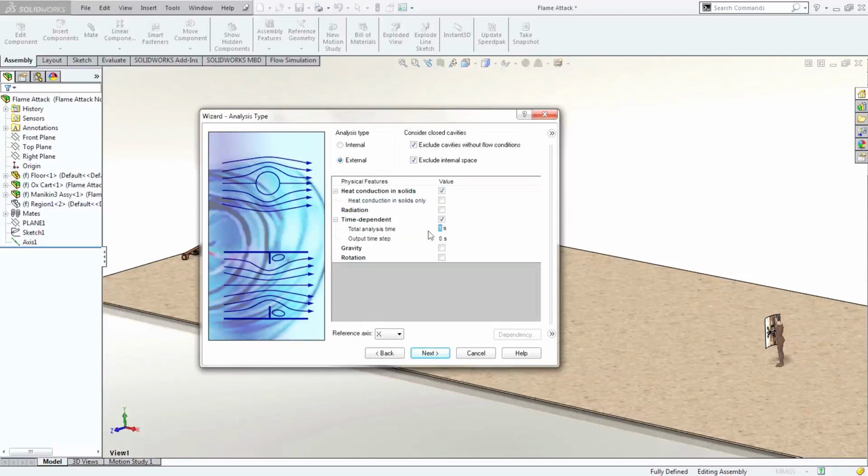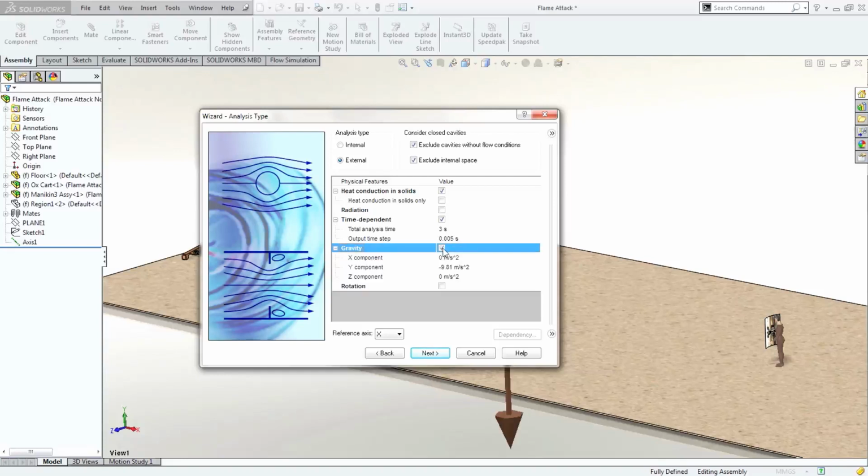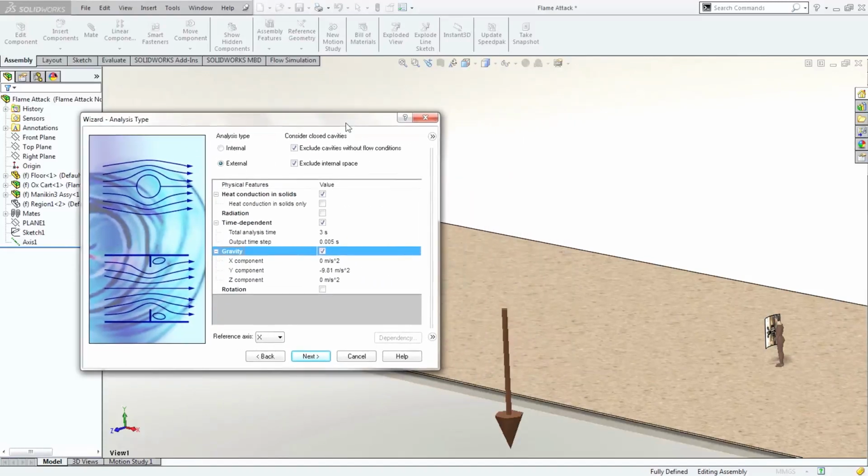From historical eyewitness accounts, he has estimated that a dragon's flame attack lasts for roughly 3 seconds. This determines his choice for the total analysis time. He knows that the dragon flame gas is very dense compared to air, so gravity must be included.